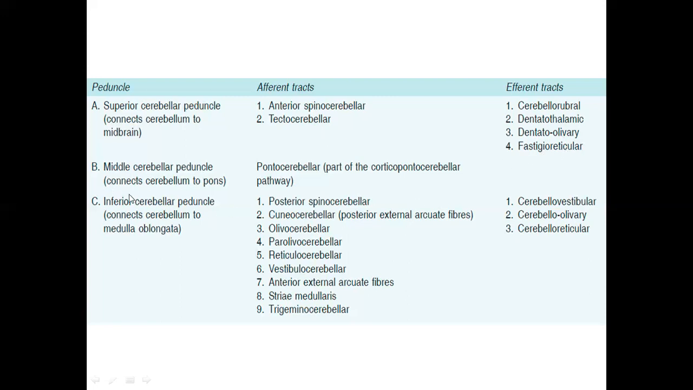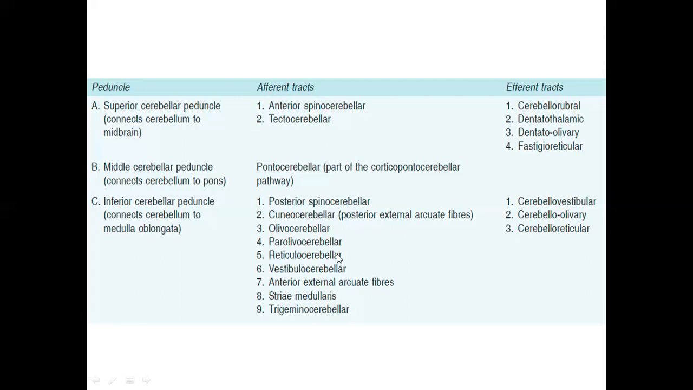The middle cerebellar peduncle has connections from the cerebellum to the pons. We have the pontocerebellar tract, part of the cortico-pontocerebellar pathway. The inferior cerebellar peduncle connects the cerebellum to the medulla oblongata. So we have many fibers coming to the cerebellum, and there is a code for you to remember it very easily: POP, POP, POP, CV, STAR. Then we have this is C and this is V, STAR. Such codes are better that you keep because we have extensive things to learn in anatomy.